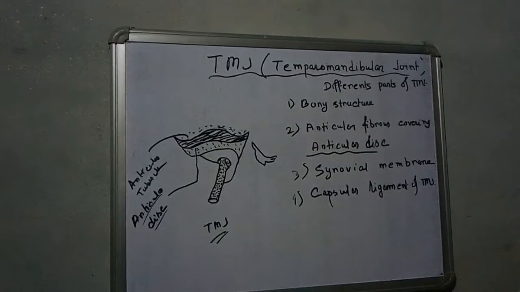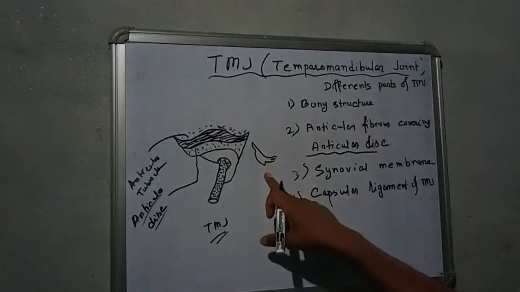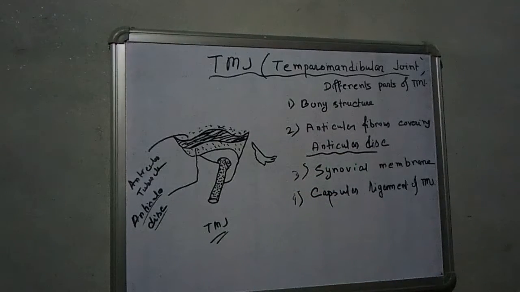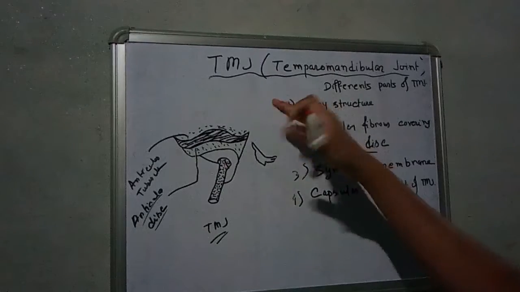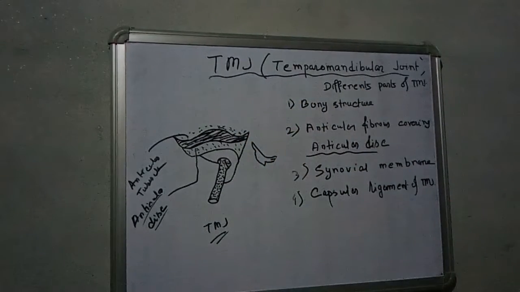It's a fibroelastic sac attached anteriorly to the ascending slope of the articular eminence, and posteriorly to the tip of the squamotympanic fissure, superiorly to the margins of the glenoid fossa, and inferiorly to the neck of the condyle of the mandible.